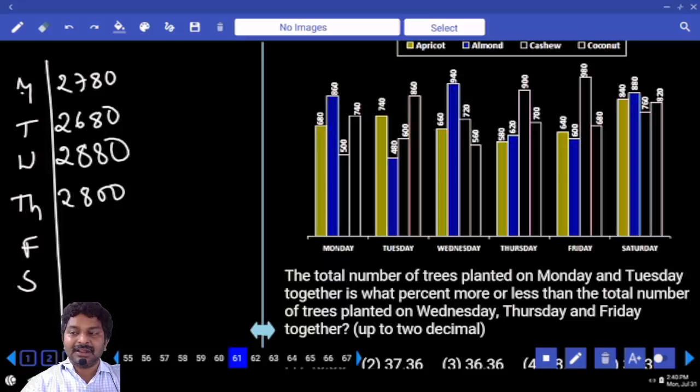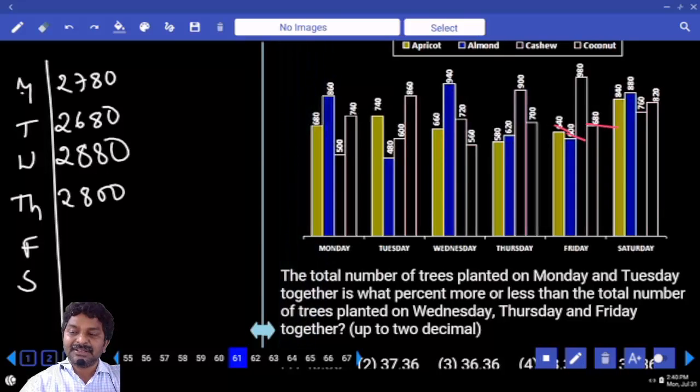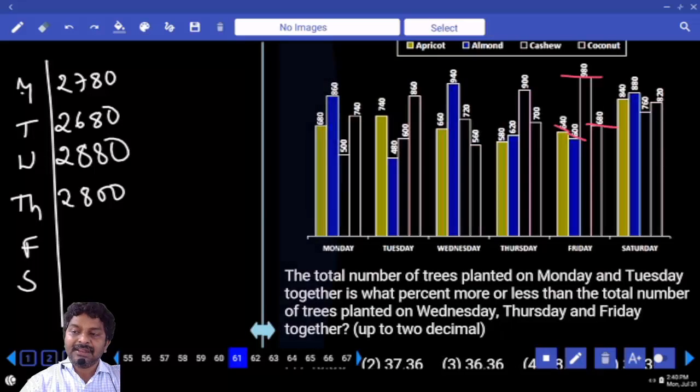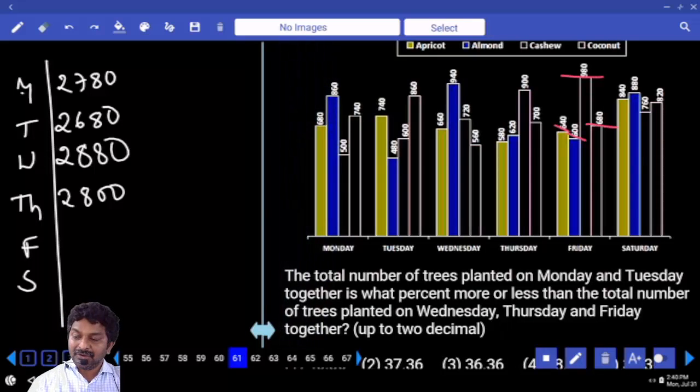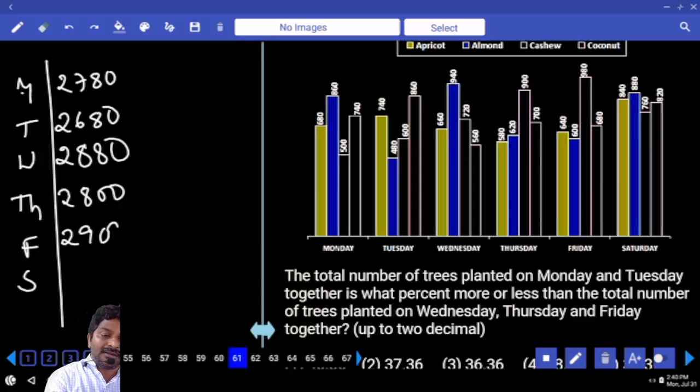So I'll add only hundreds places first. 600, 600. 1200 plus 600. 1800 plus 900. 2000. Now leftover values 40, 80, 80. That is 200 more. Total 2900. So now first let's answer this question and see.